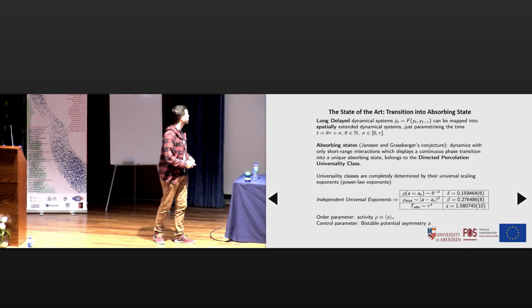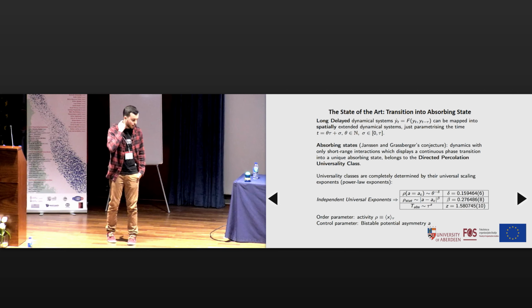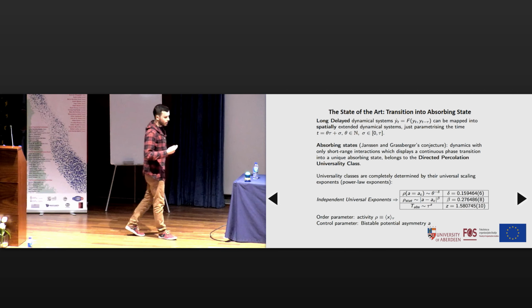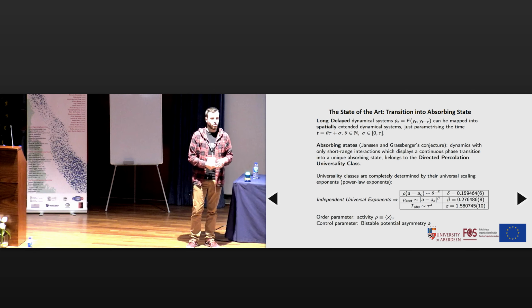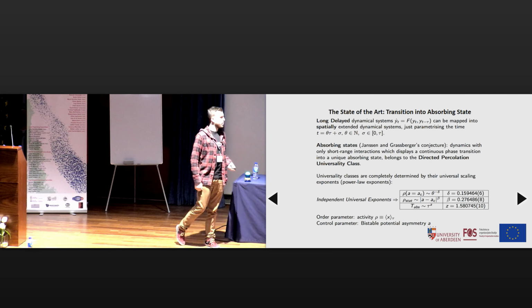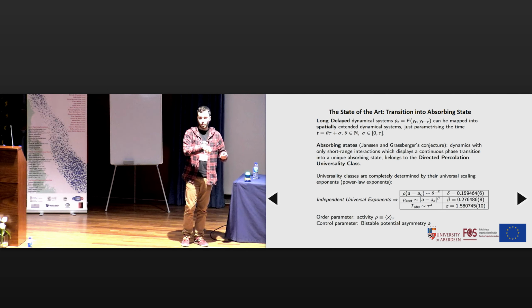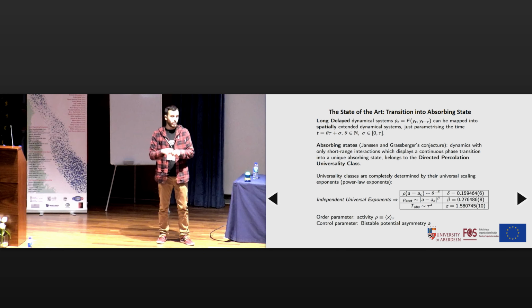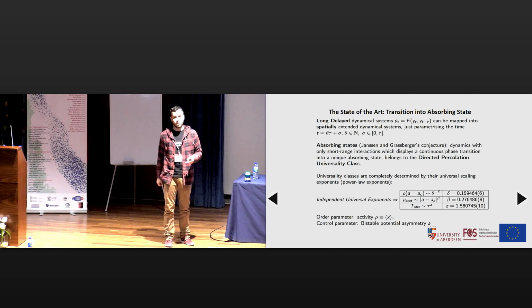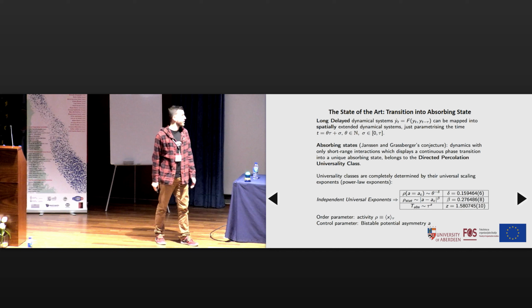Okay, so there's an important conjecture given by Janssen and Grassberger. She's saying that if you have a short-range interaction system with a certain dynamics, and you have a phase transition into a unique absorbing state, then this transition belongs to the universality class of directed percolation. Okay, what does it mean? It's belonging to the universality class.